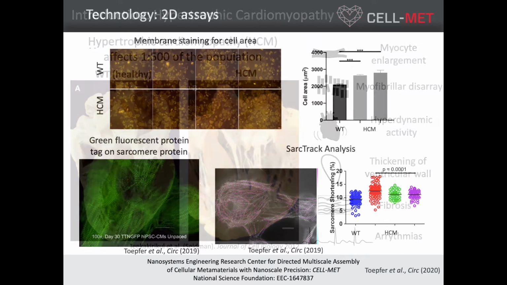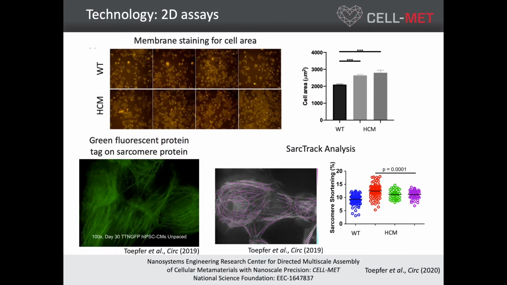Using a set of 2D assays, we set out to recapitulate some of the disease phenotypes in the edited cell lines. On the top, we stained the membrane of the cardiomyocytes to quantify the cell area, and found that the HCM cells had a larger cell area as seen clinically.